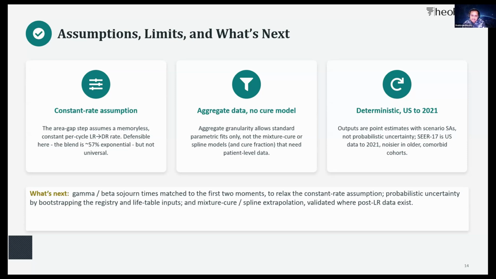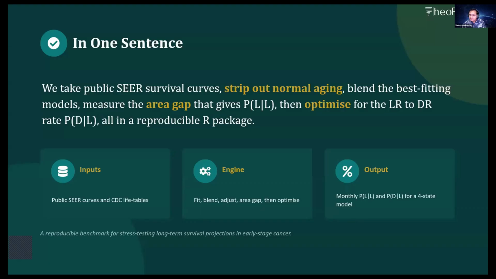So as a next step, we will keep more flexible sojourn time distributions to relax the constant rate assumption, add proper probabilistic uncertainty by bootstrapping the inputs, and then we can also implement the cure and spline models. So these are the next steps that we are planning in this package.